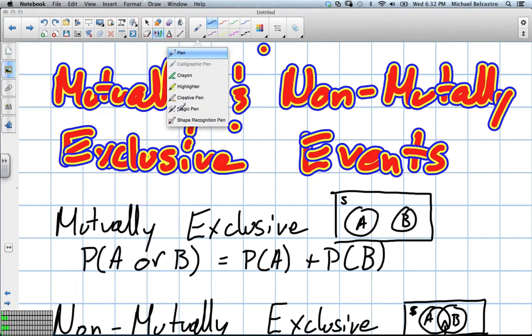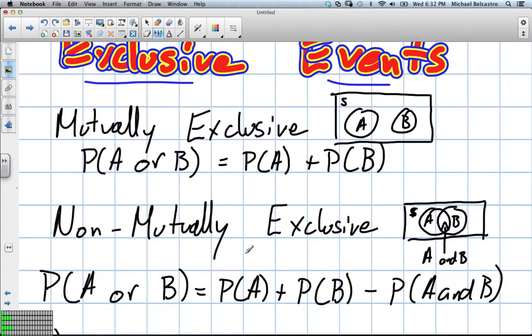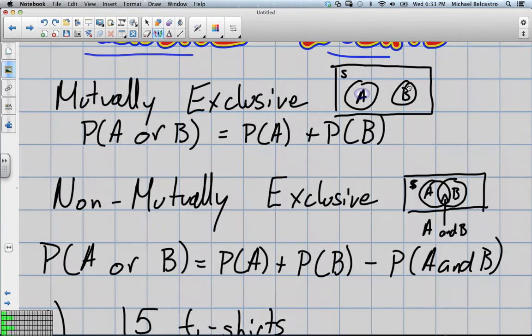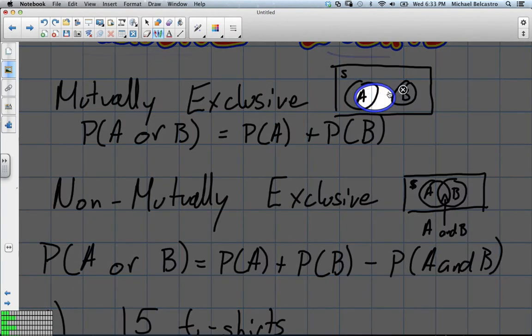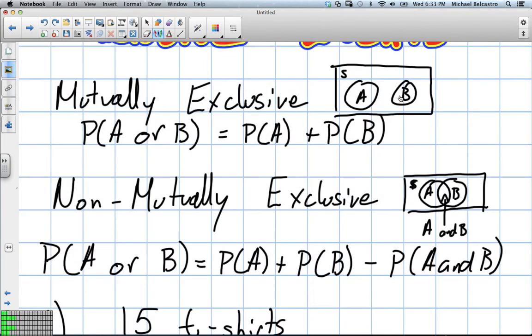Okay, so next we're doing mutually and non-mutually exclusive events. In other words, before we did A and B, now we're doing A or B. Mutually exclusive is where the probability of one does not affect the probability of the other. Neither probability affects each other, and therefore it's very simple to get their probabilities.